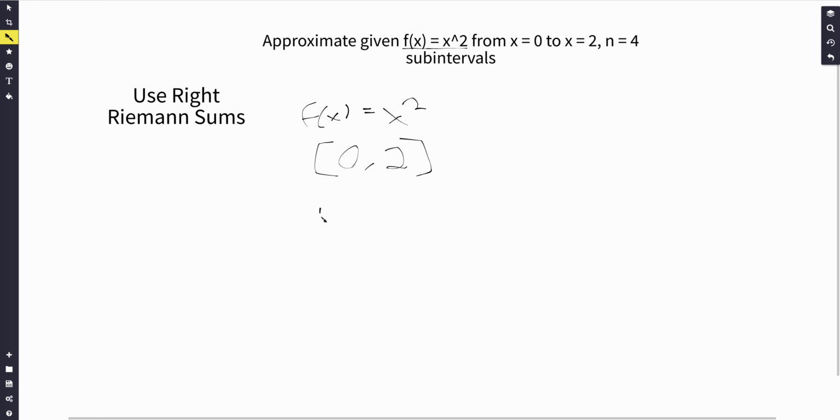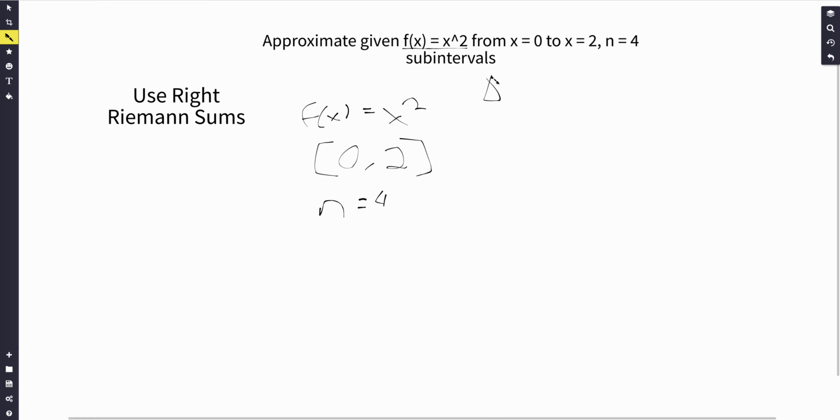And then we know the number of subintervals of the rectangles is 4. So instead, in right Riemann sums, we take the rightmost value, so we ignore the leftmost value. Last time we included f of 0. In this case, we would ignore f of 0 and include f of 2 instead. So let me show this to you guys.